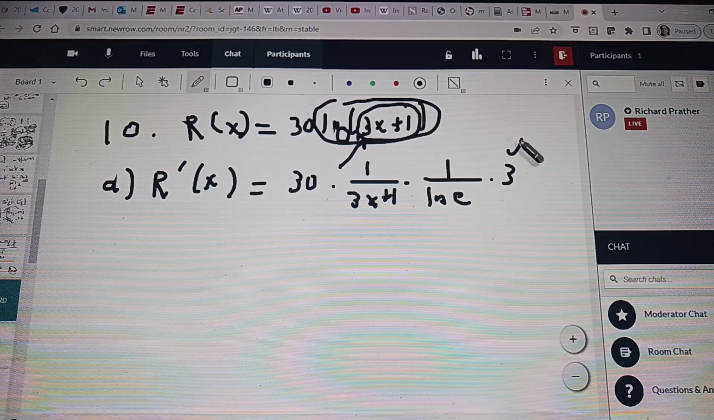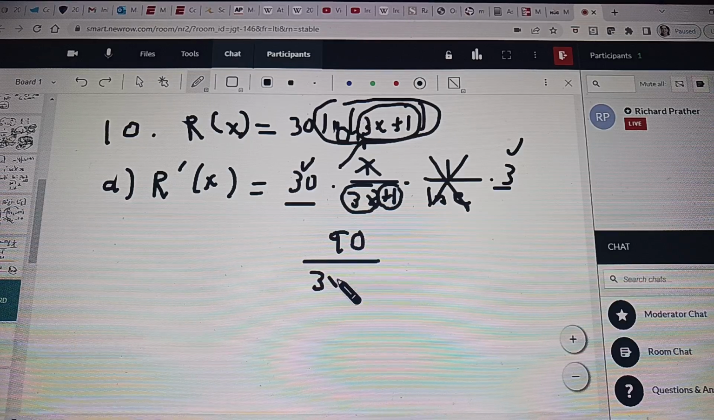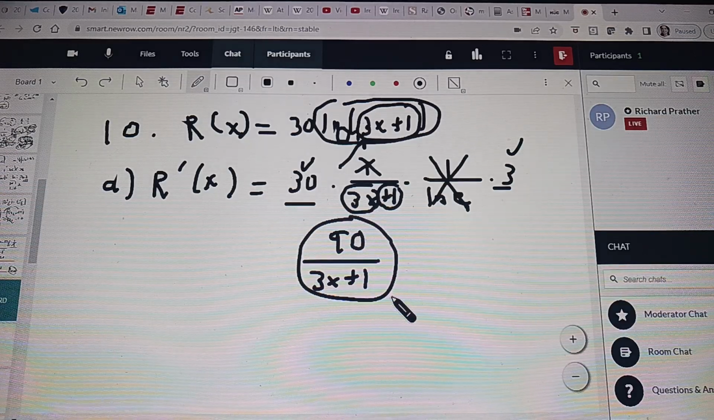And this 3, or even this 30, they do not reduce with this 3x because of the plus 1 right here. You're just kind of stuck with that. This part equals 1. This 1 won't matter since there's other stuff. So I can do 3 times 30 and get 90 over 3x plus 1. And everything else is gone. No way to simplify it. So the marginal revenue is 90 divided by 3x plus 1.